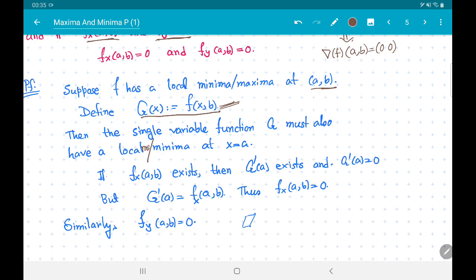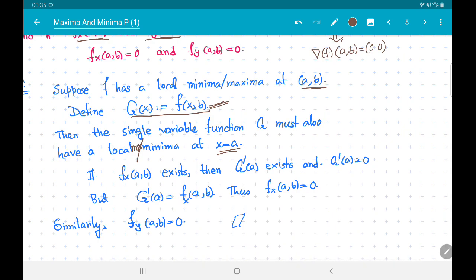at the point x equal to a. And what do we have in that case? If g'(x) exists, then g'(a) must be equal to 0. So this is actually the proof.